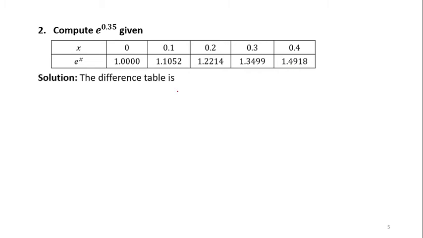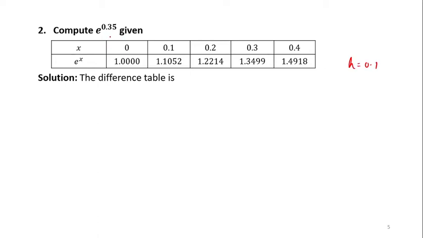Now, solution. Observe that the values of x are equally spaced by the value 0.1. That is, if we add 0.1 to 0, we get 0.1. 0.1 plus 0.1 is 0.2. 0.2 plus 0.1 is 0.3. And 0.3 plus 0.1 is 0.4. So here h is equal to 0.1.